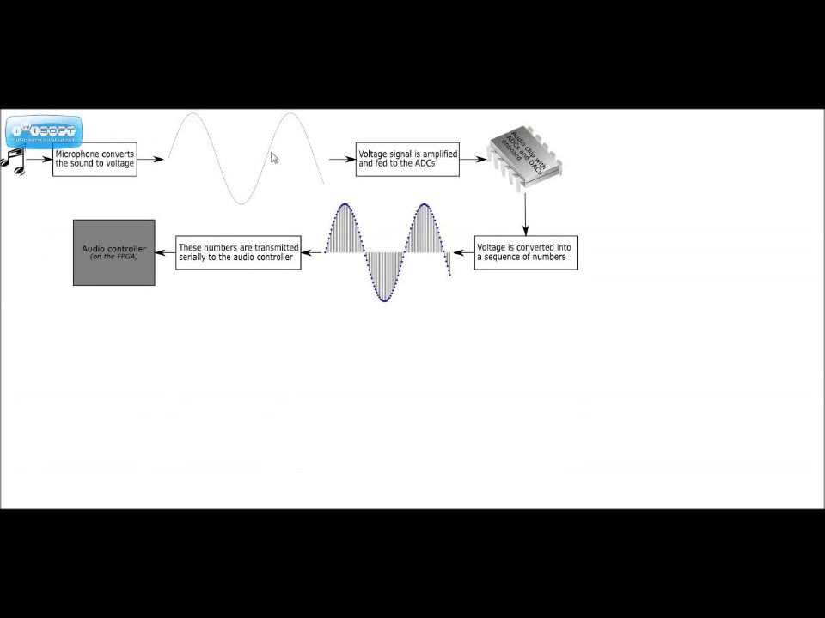Well, then that signal is amplified up to line level. And in the audio interface, there's something called analog to digital converter that turns this continuous signal into a discrete one with a finite number of points. So each one of these blue dots can be represented as a combination of ones and zeros, and basically that's what a digital representation means.